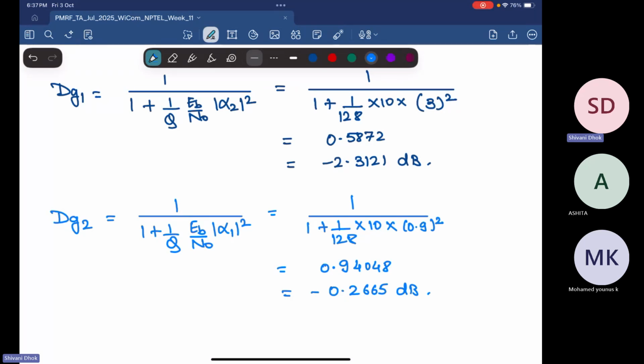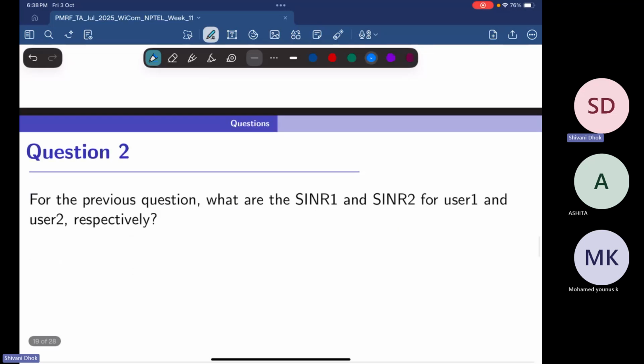Any questions till this point? These are simple questions, just plug in the values, but still if you have any questions, then let me know. Alright. If no questions, then let me move on to the next question.